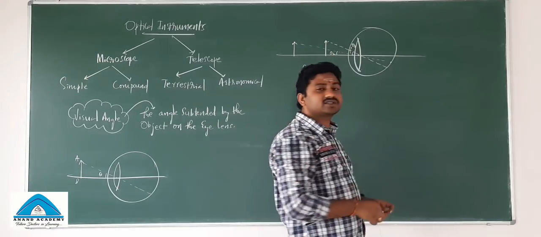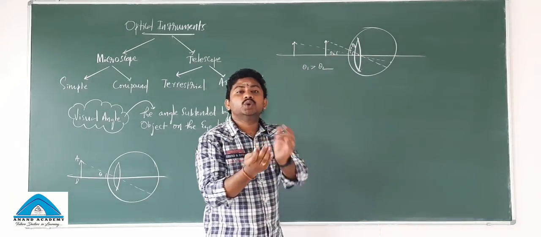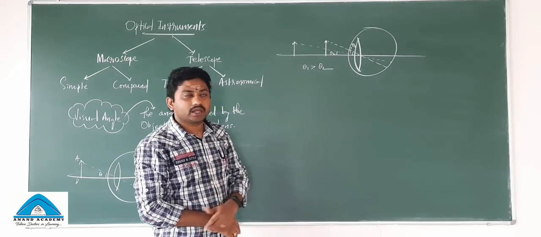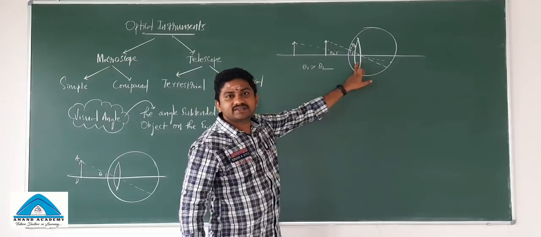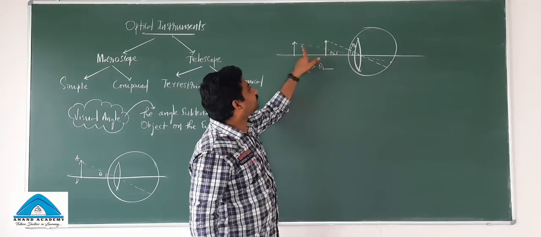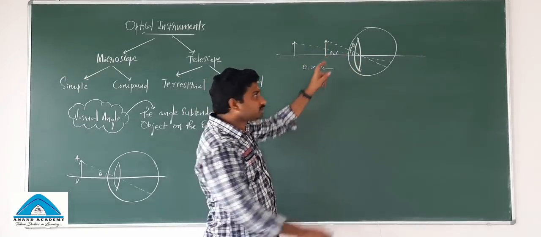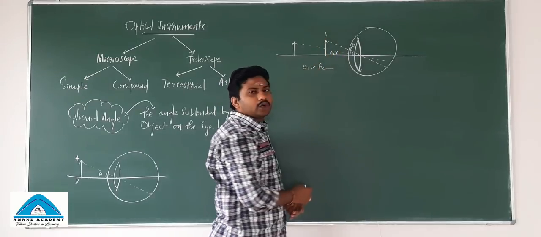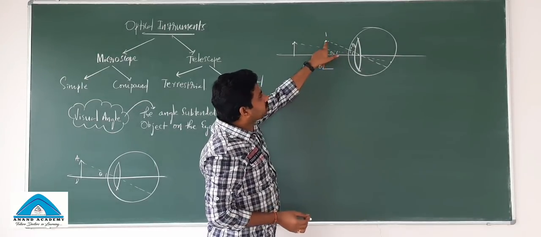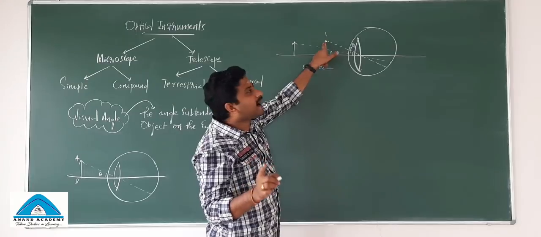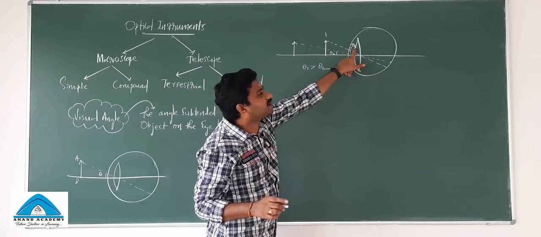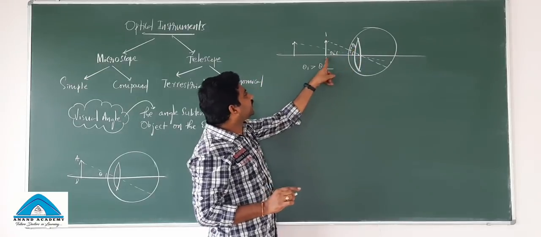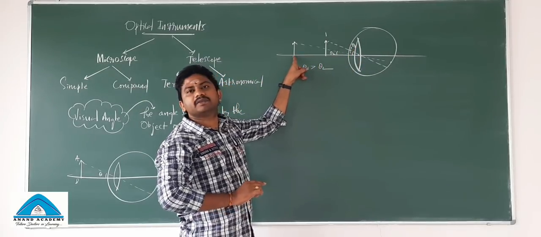So the same thing I am going to show you in a diagrammatic way. Let's see here. So there is a human eye. We know there is an eye lens here. So first I kept the object here. It is the first position of the object. At this first position, the angle made by the object on the eye lens is theta 1, mentioned here. So the object is taken a little far away from the eye.